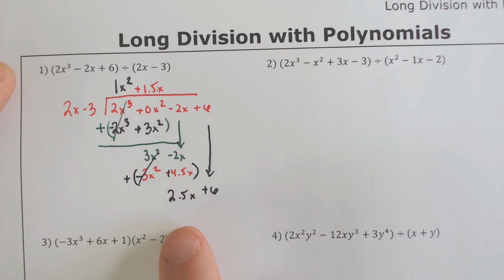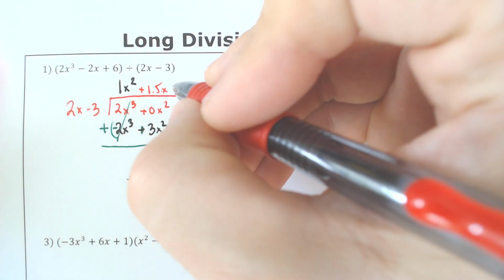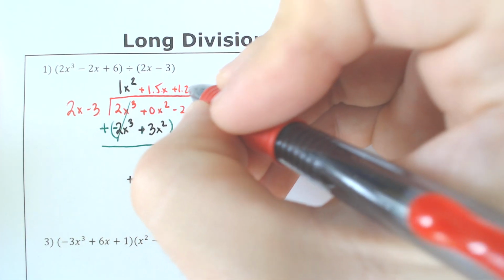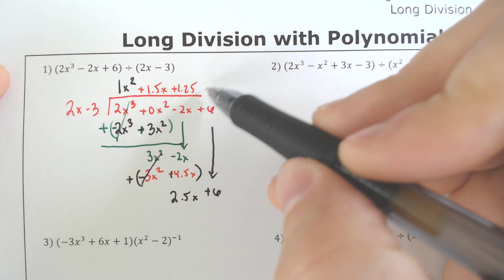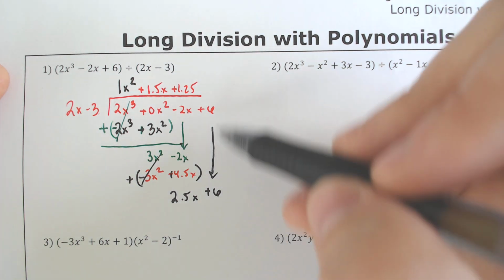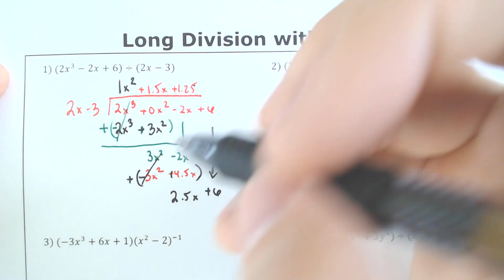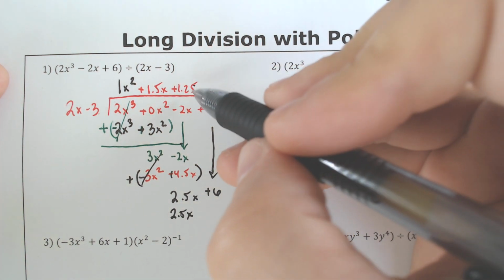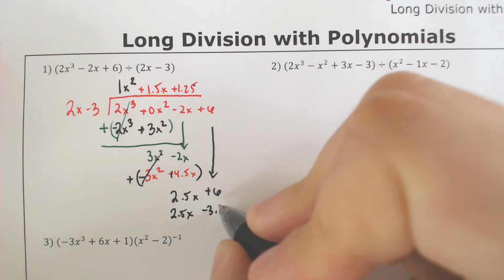2 goes into 2.5 how many times? Well, 2.5 divided by 2 ends up equaling 1.25, which I used a calculator for. So this would be 1.25. We're also having an inclination of being about done, because notice how we don't have an x term here, and we didn't have anything else after the 6 to bring down. So we multiply 1.25 times 2, you get 2.5x. 1.25 times negative 3 ends up equaling negative 3.75.